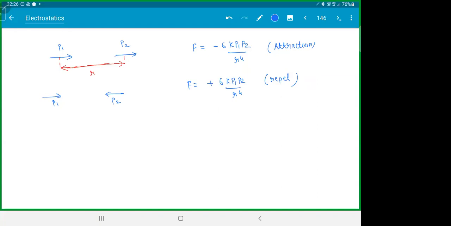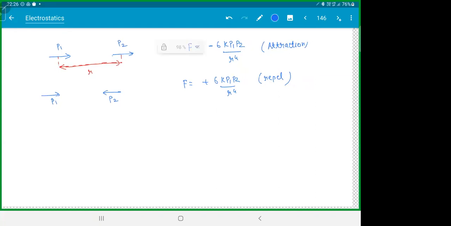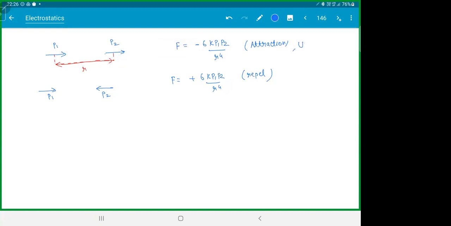Similarly, the potential energy. This potential energy is plus 2kP1P2 by r cube. How did you get that? F is minus dU by dr, right? So we get dU is equal to minus integral F dr. Integrate F, and the answer will come. That is one way to do it.